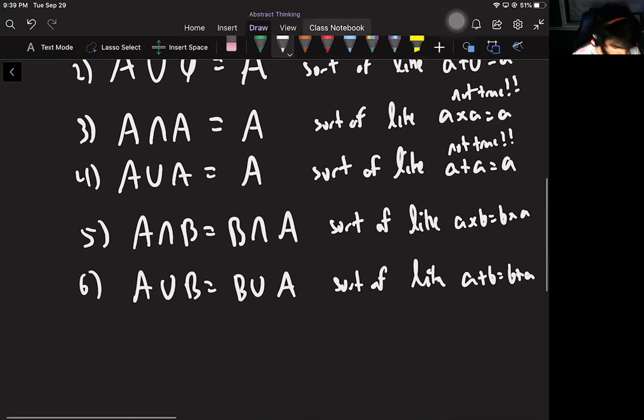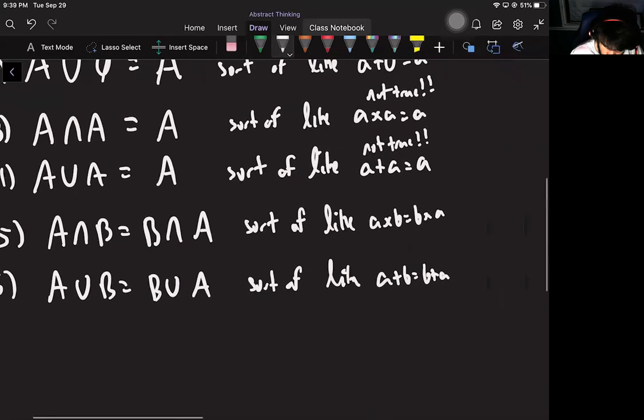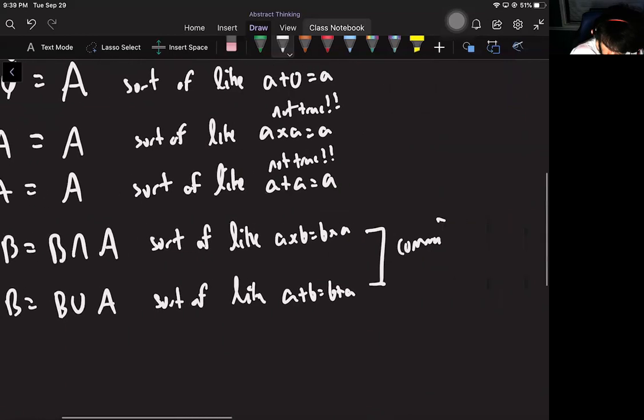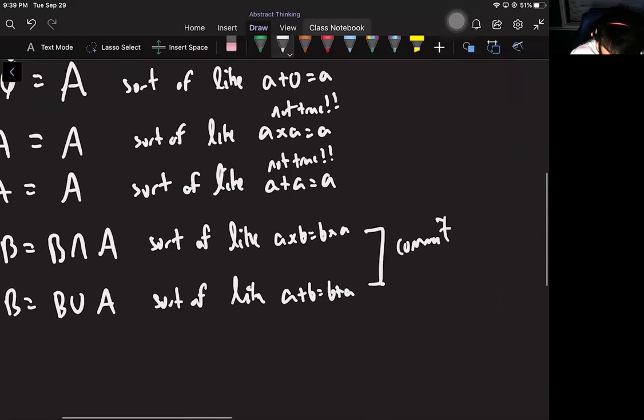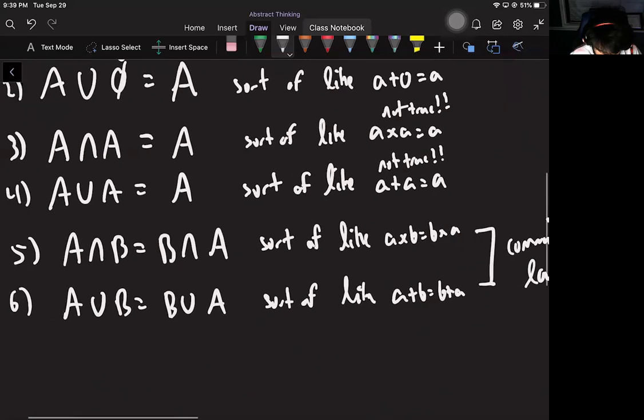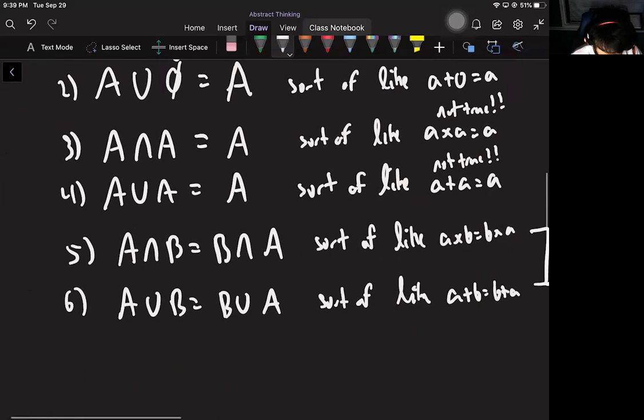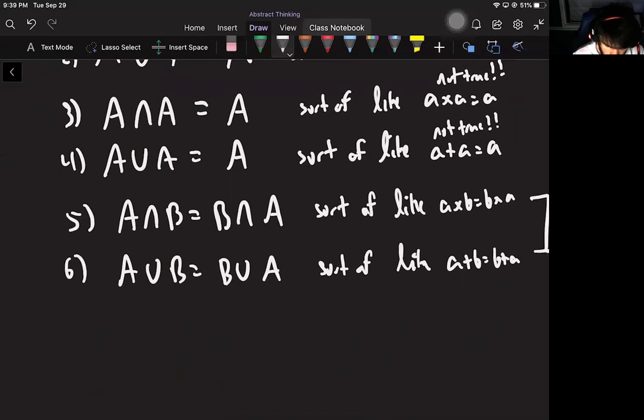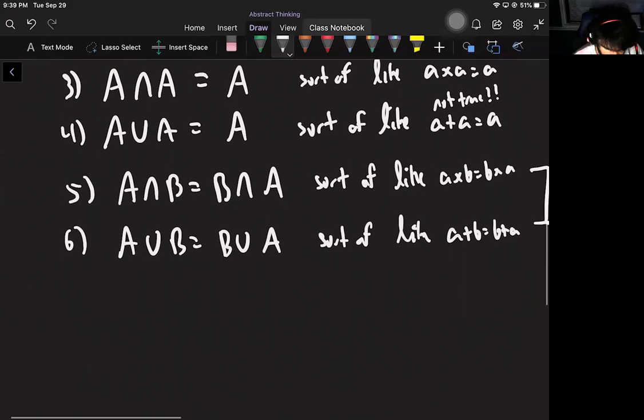And these are both called commutative laws. These are both also similar to laws that you get in logic. If you think about "and" as being like intersection, and "or" as being like the union, you get these same laws.